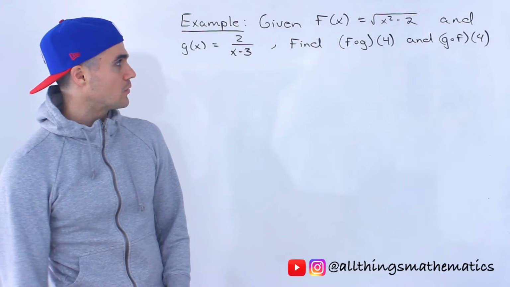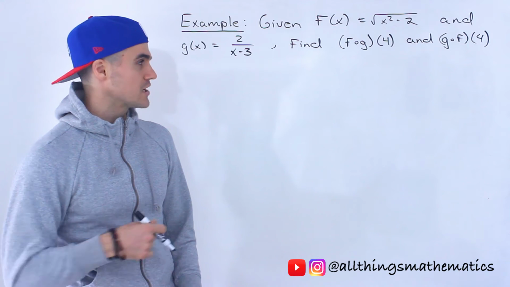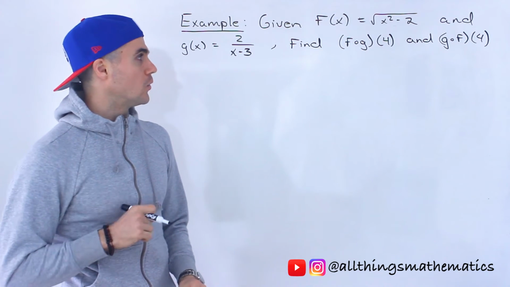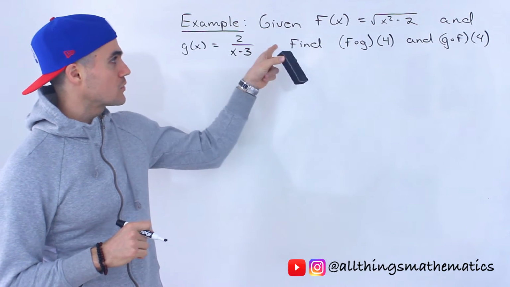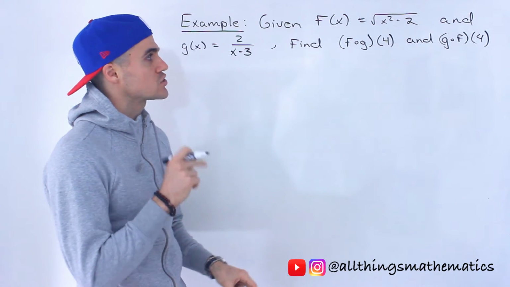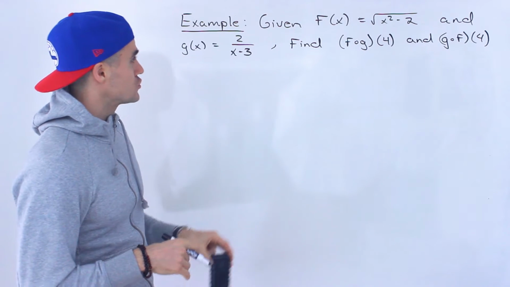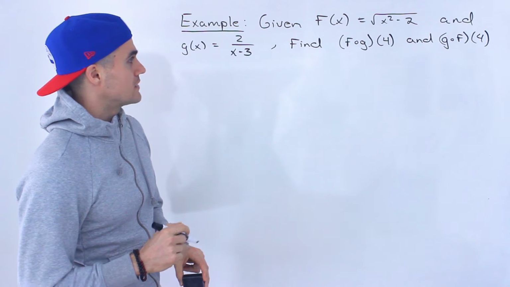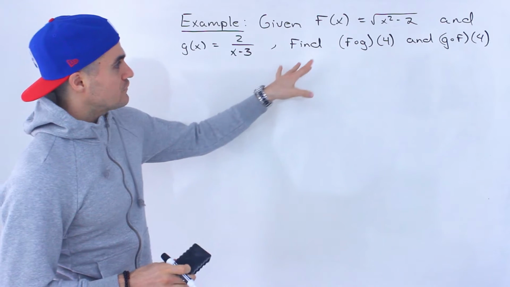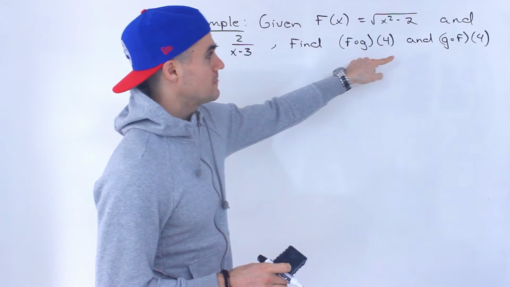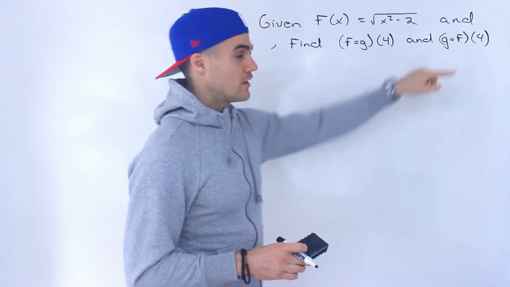And in this video, we're going to do a question dealing with function notation. It's not too bad, just want to get a little bit more practice with dealing with certain function notation. So we're given two functions, f of x equals the square root of x squared minus 2, and g of x equals 2 over x minus 3. And we have to find these two values here. So f of g of 4, and then g of f of 4.